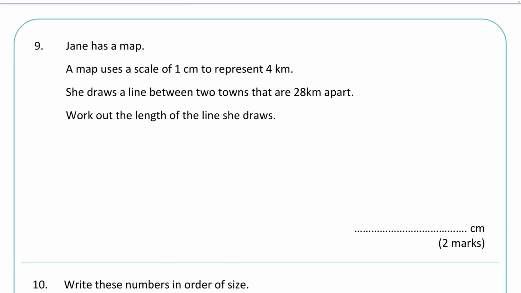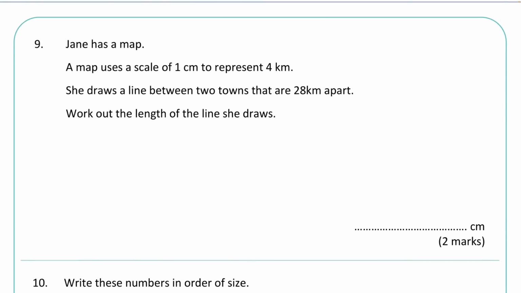Question 9 says Jane has a map. The map uses a scale of 1 centimetre to represent 4 kilometres. She draws a line between two towns that are 28 kilometres apart. Work out the length of the line she draws. So every little 1 centimetre on the map, let's imagine it's this big here, is going to represent 4 kilometres. And we're going to want to go all the way up to 28 kilometres.